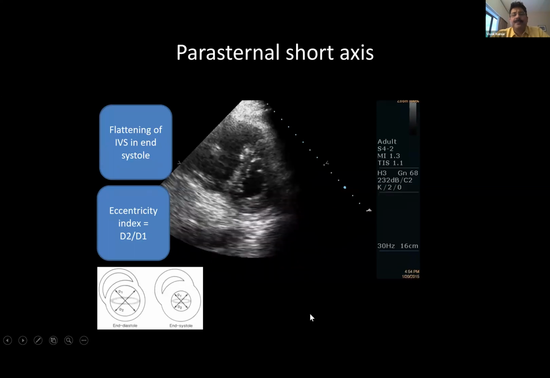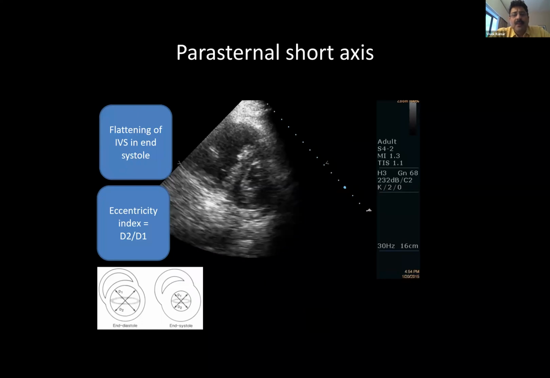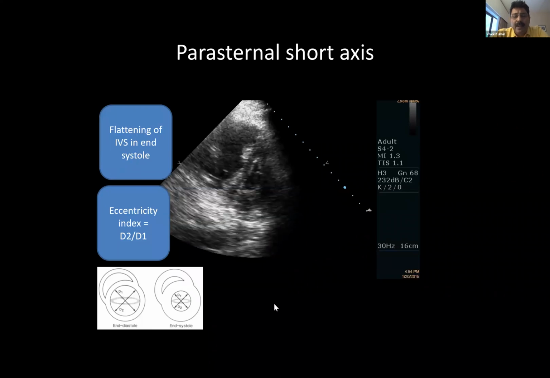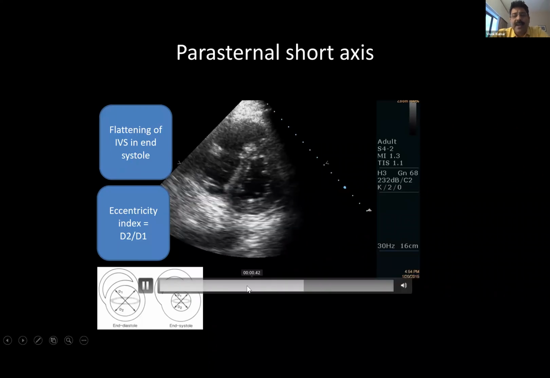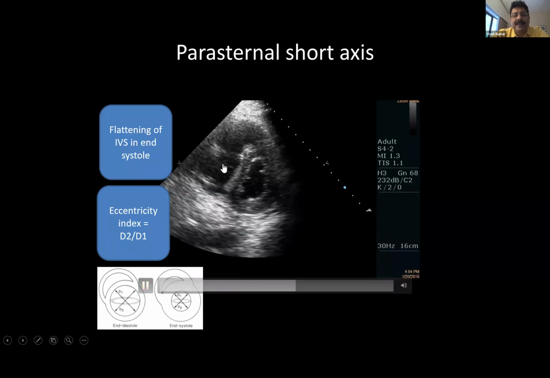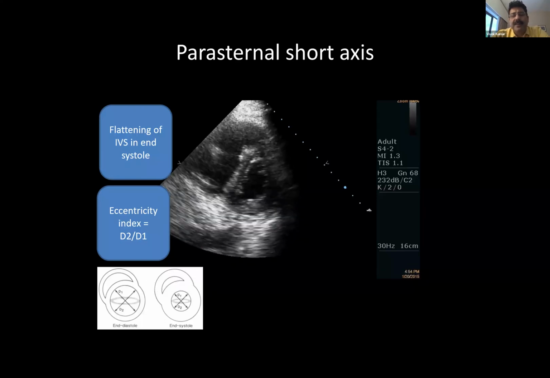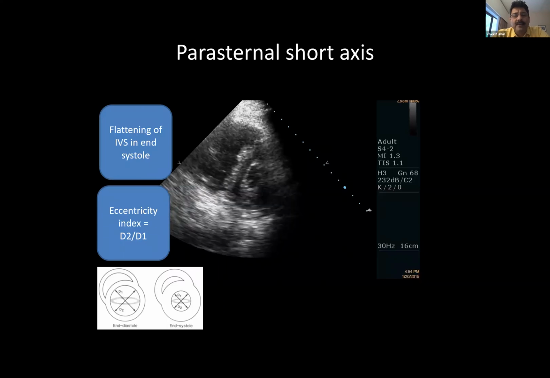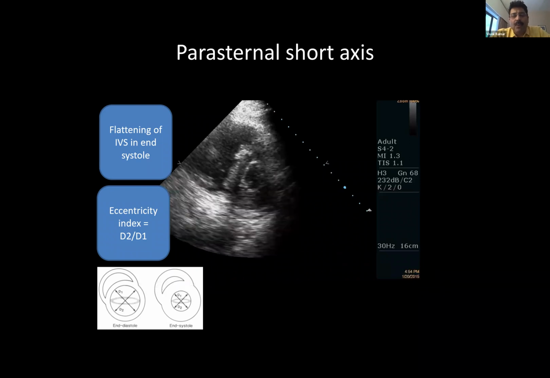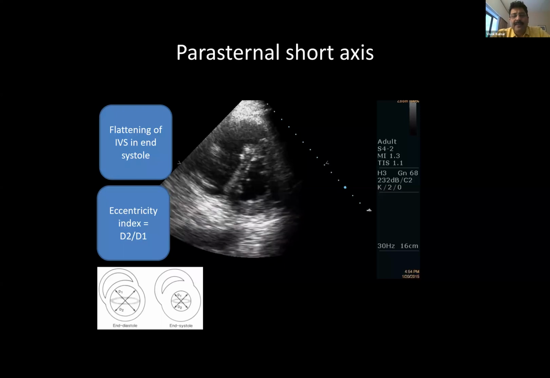Then when I look at the parasternal short axis view in the same patient, please look at it very closely. I'll try to freeze the image. So this is the left ventricle, this is the right ventricle. This is the short axis view below the mitral valve level and above the papillary muscle level. And what you can see is that the left ventricle fluctuates between becoming an O and becoming a D. So sometimes it's an O, sometimes it's a D.